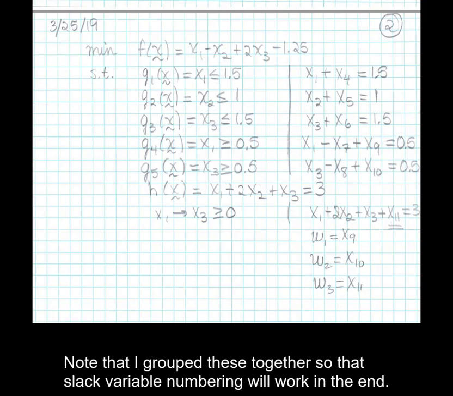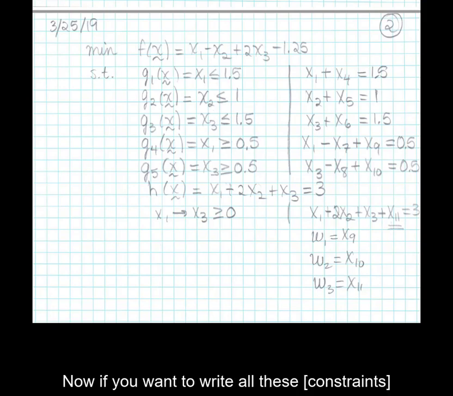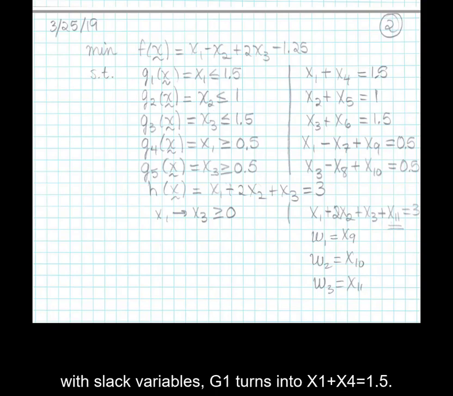Note that I group these together so that the slack variable numbering will work in the end. G4 is going to be x1 greater than or equal to a half, G5 is x3 greater than or equal to a half. And h is given as x1 plus 2x2 plus x3 is equal to 3. Now, if we want to write all these with slack variables, G1 turns into x1 plus x4 is equal to 1.5. G2 turns into x2 plus x5 is equal to 1. G3 is x3 plus x6 equal to 1.5.